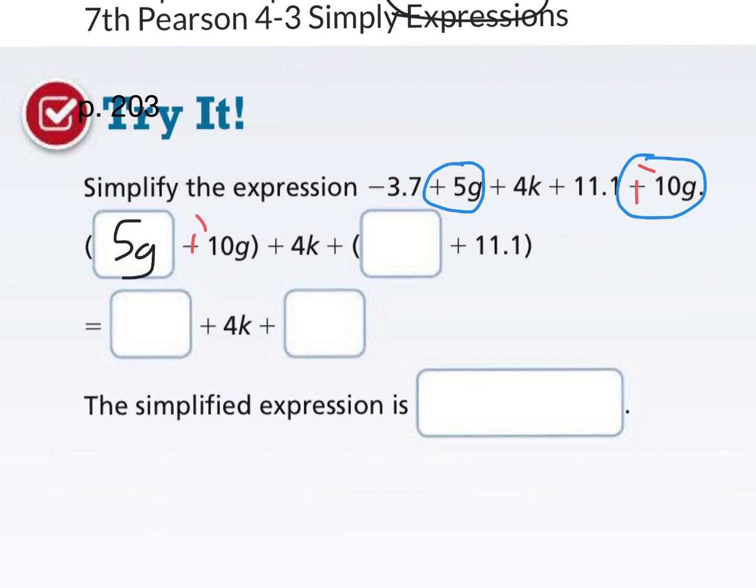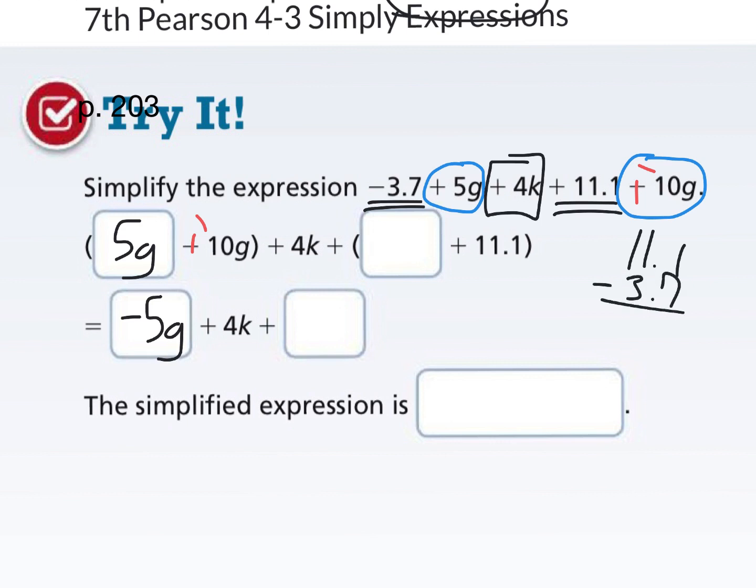So those are working against each other. We have more negatives by 5, so that's a negative 5G. The 4K is the only K term that we have, so that just comes down. And then we've got negative 3.7 plus 11.1. Those are working against each other. They're battling it out here.